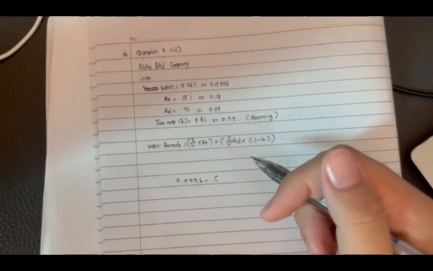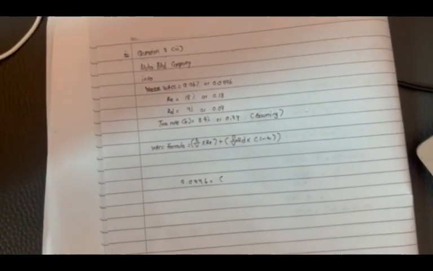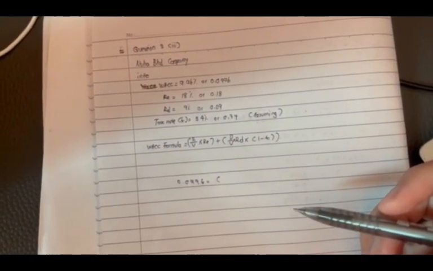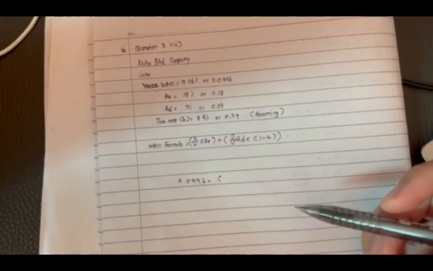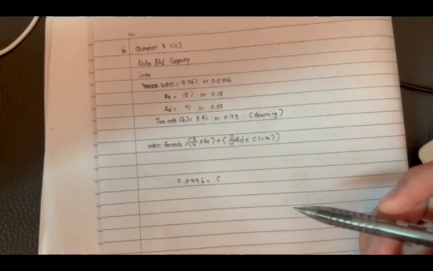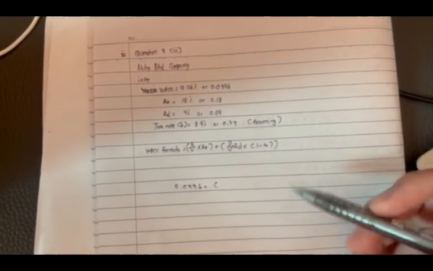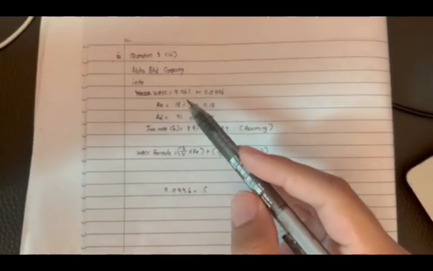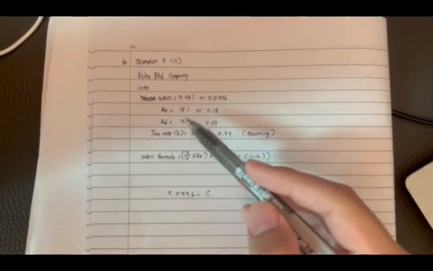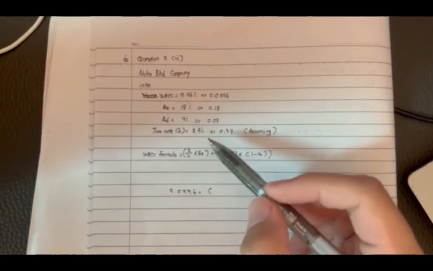Good evening everyone. Let's move on to question 3B3. Given the WACC of Nuha Berhad is 9.96%, the cost of equity and the before-tax cost of debt are 18% and 9% respectively, determine the target debt-to-equity ratio assuming the tax rate is 34%. I already pulled out the information. The WACC is 9.96%, the RE is 18%, RD is 9%, and the tax rate is 34%. So let's find out.